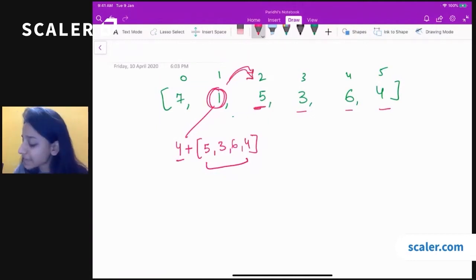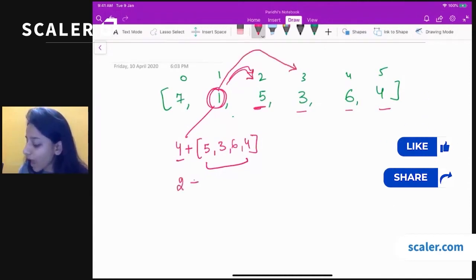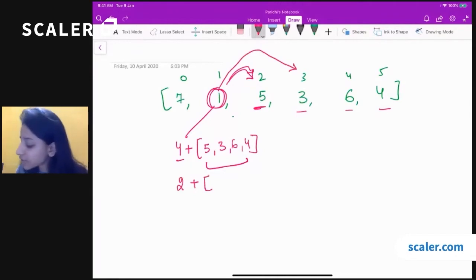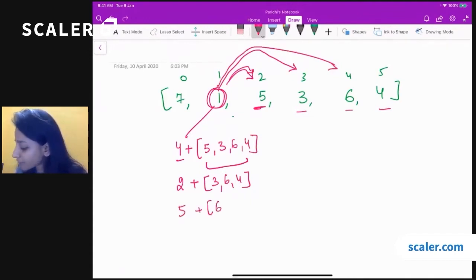Now if I sell the stock on day 3, that gives me a profit of 2, and I have a sub problem which is 3, 6, 4. Likewise, if I sell the stock on day 4, that will be a profit of 5, and that gives me the sub problem of 6 and 4.